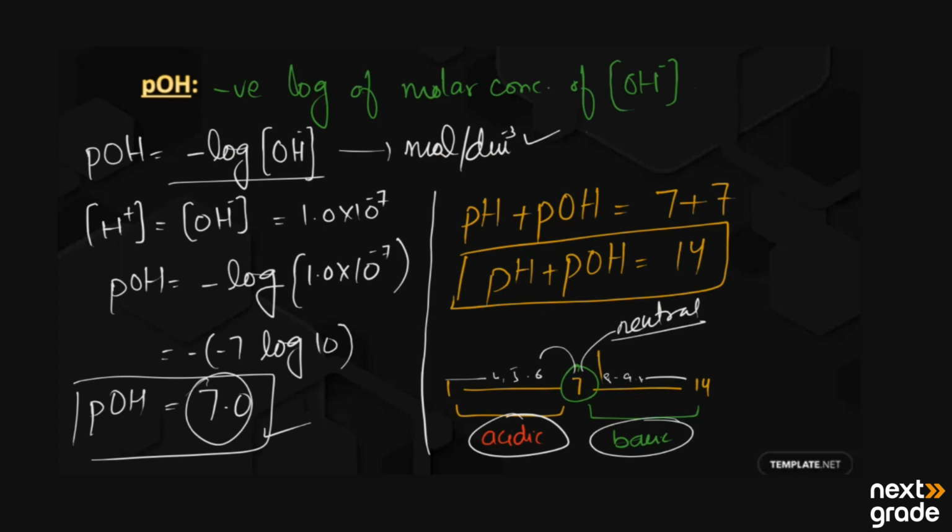I hope you understand about pH and pOH and the expression to find them, and at the end you must know that pH plus pOH is equal to 14.